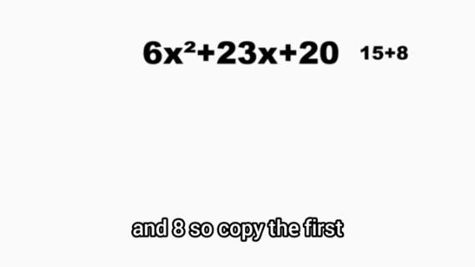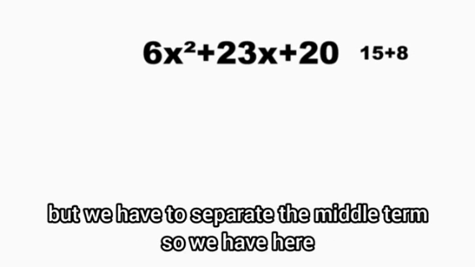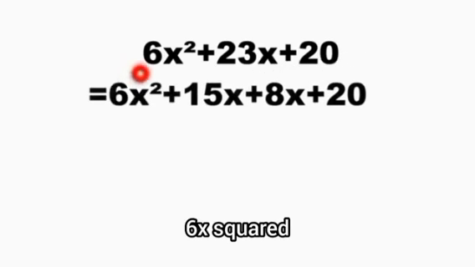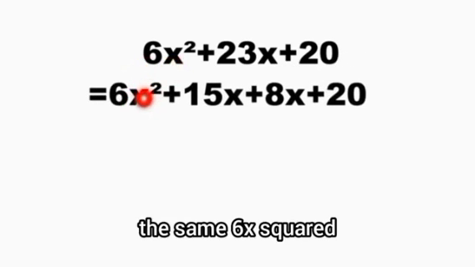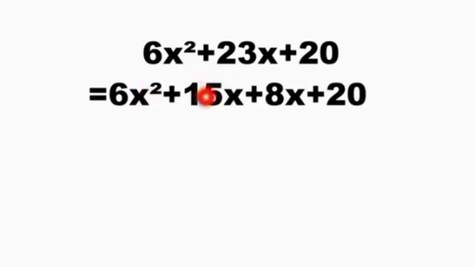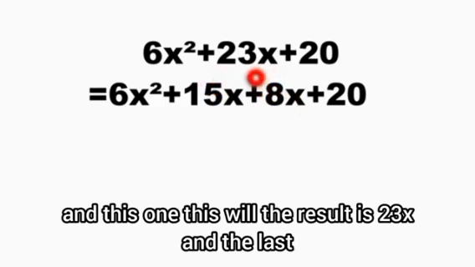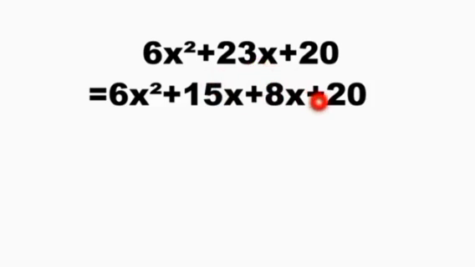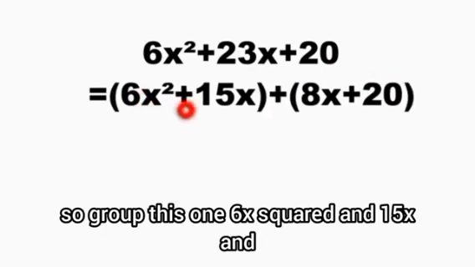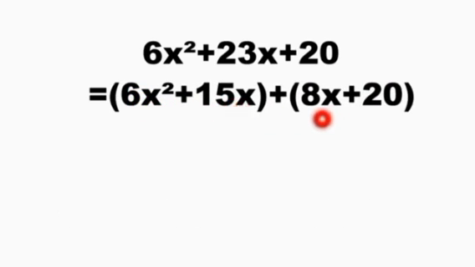So copy the first term and the last term, but we have to separate the middle term. So we have here 6x², the same 6x², but the 23 we have to separate into 15x and 8x, and when you add these, the result is 23x. And the last term, just copy the last term, 20. Then we are going to group. So group 6x² and 15x, and 8x plus 20.